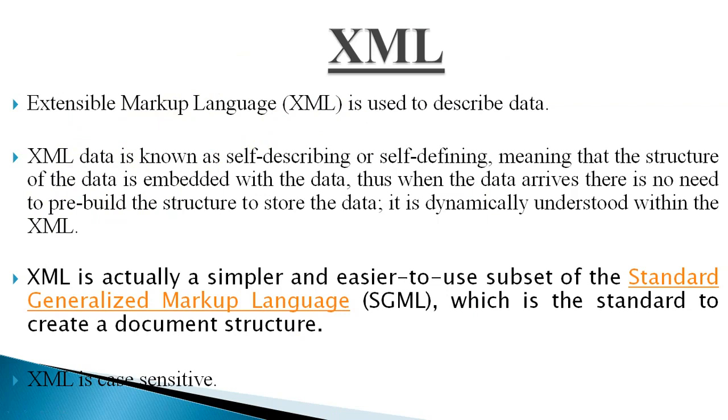In HTML we already have tags like bold, italic, underline. These tags have their specific meaning, while XML automatically defines its tags according to the data. XML data is known as self-describing or self-defining, meaning that the structure of the data is embedded with the data. Thus, when the data arrives, there is no need to pre-build a structure to store it. It is dynamically understood within the XML. According to the table, it defines its tags. XML has no predefined tags.